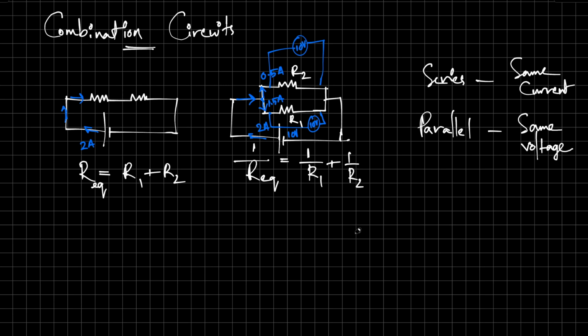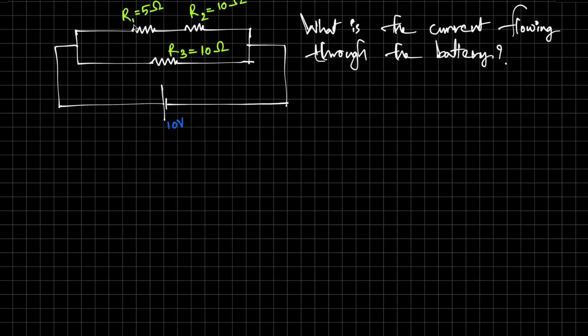What if we have a combination of series and parallel circuits? Like in this circuit, R1 and R2 are connected in series and R3 is connected in parallel across that combination. Or you could say R1 and R2 are in series and their combination is in parallel with R3. So how do you find the current flowing through the battery, or the total current in the circuit?